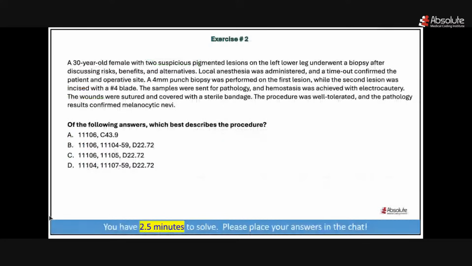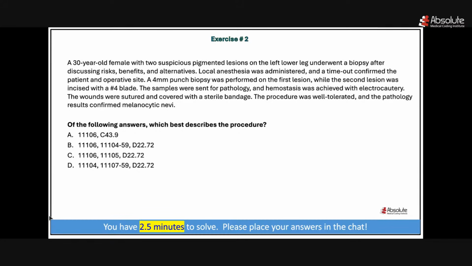Here we go. Of the following answers, which best describe the procedure? Option A, 11106, C43.9. Option B, 11106, 11104 with a 59 modifier, D22.72. Option C, 11106, 11105, D22.72. Option D, 11104 and 11107 with a 59 modifier, D22.72.